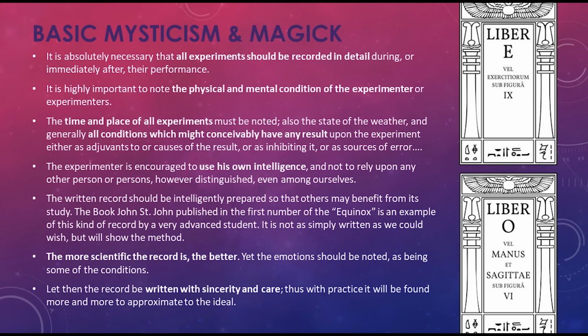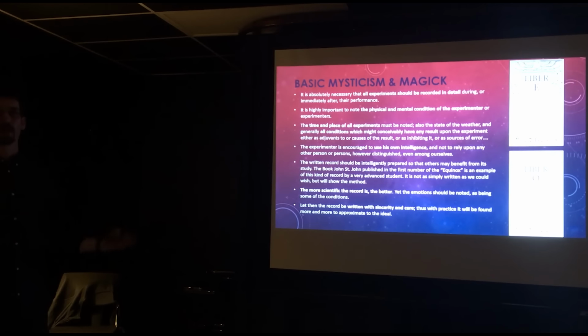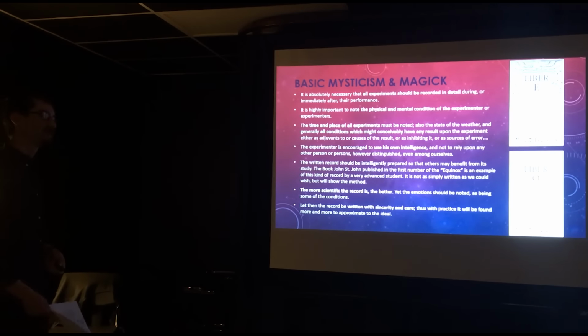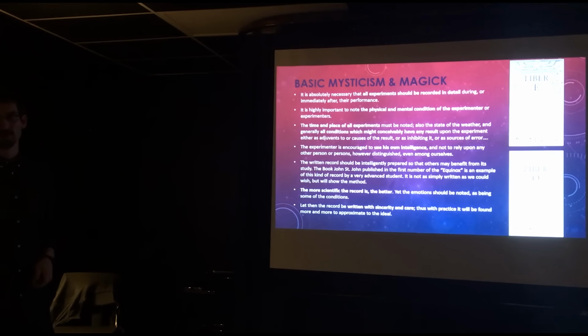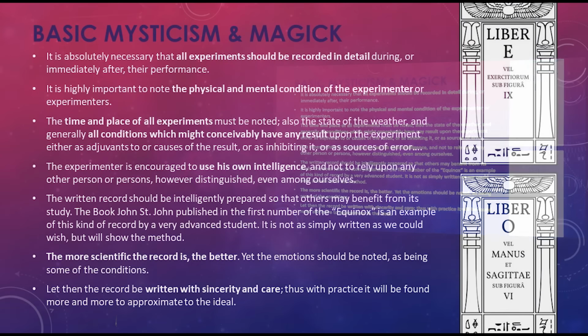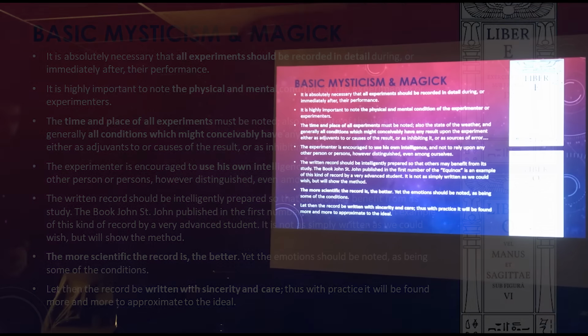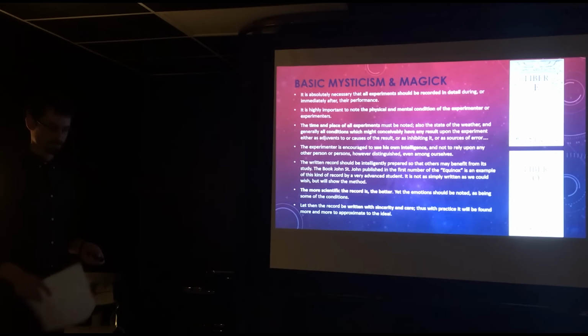It's highly important to note the physical and mental condition of the experimenter or experimenters. So he knew that your body and your mind, the state they're in, actually affect your results, and you should write them down in order to understand how they affect your rituals and your results. Also, the time and place of all experiments should be noted, the state of the weather, all conditions that might conceivably have any result upon the experiment, either as adjuvants to or causes of the result, or as inhibiting it, or as sources of error, etc., etc. So he's saying, write down things that might affect your results.